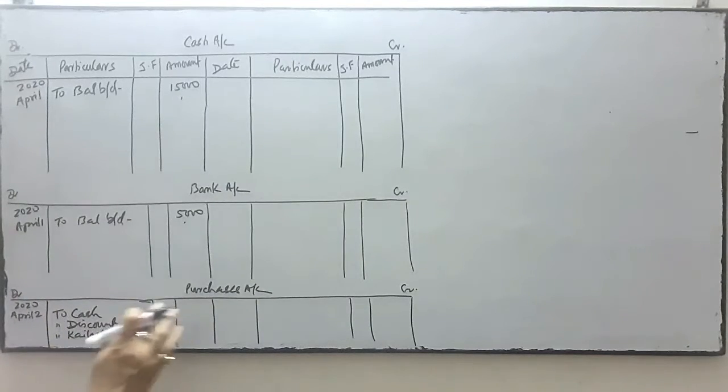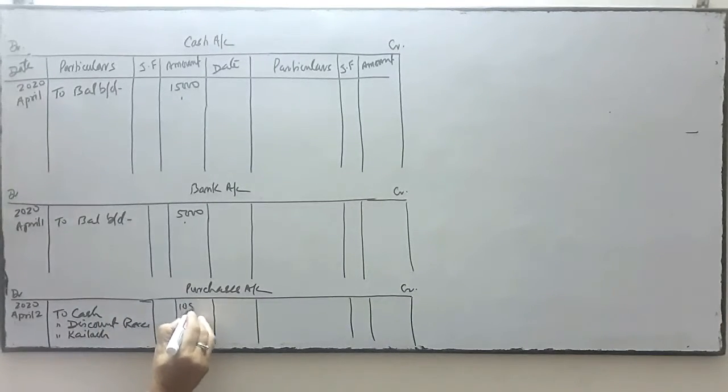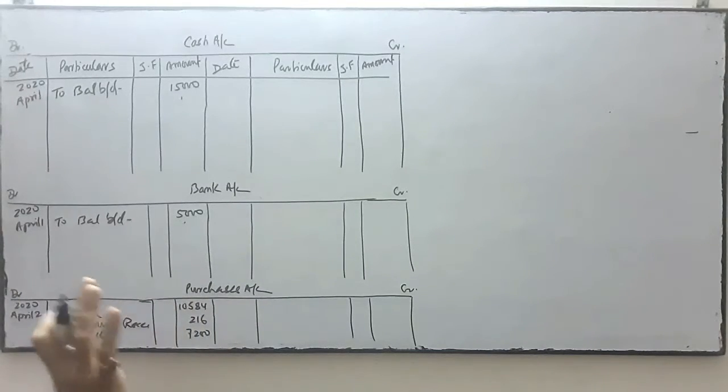What we write is the account mentioned on the opposite side, that is the credit side. So on the credit side, there are three items. 10,584 is the cash, 2,216 is discount, and Kailash account is 7,200. The total is 18,000. I have written 18,000, which is debit. Purchase is debit. In the same transaction, cash is on credit.